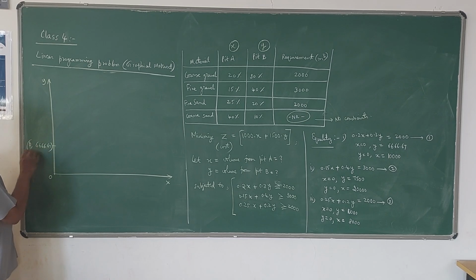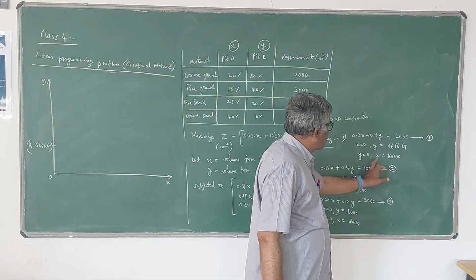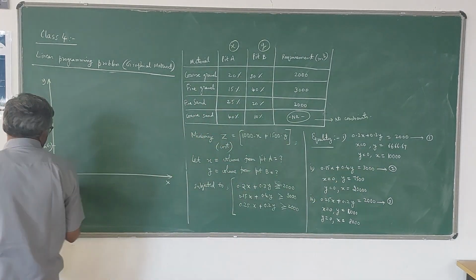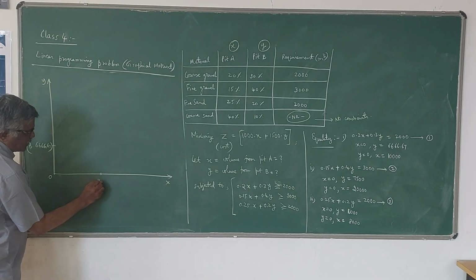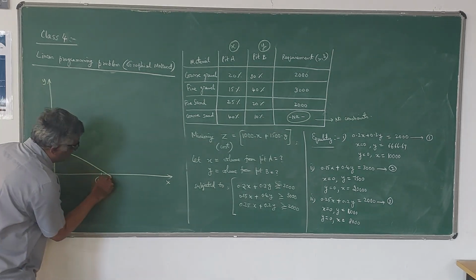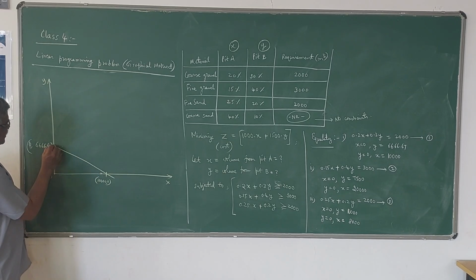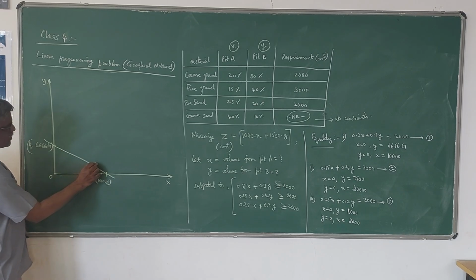6666.67. This is one point. The second point is (10,000, 0). So 10,000 will come somewhere here, on the x-axis. So we have to join these 2 points by a straight line. So this gives the equation 1 line.